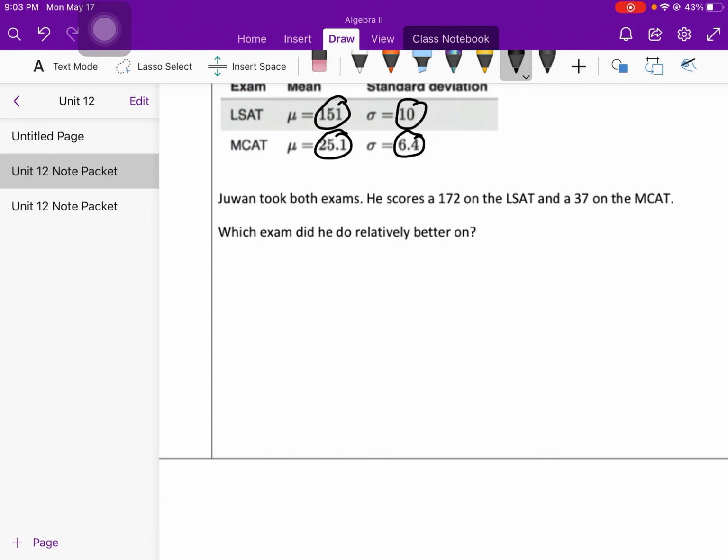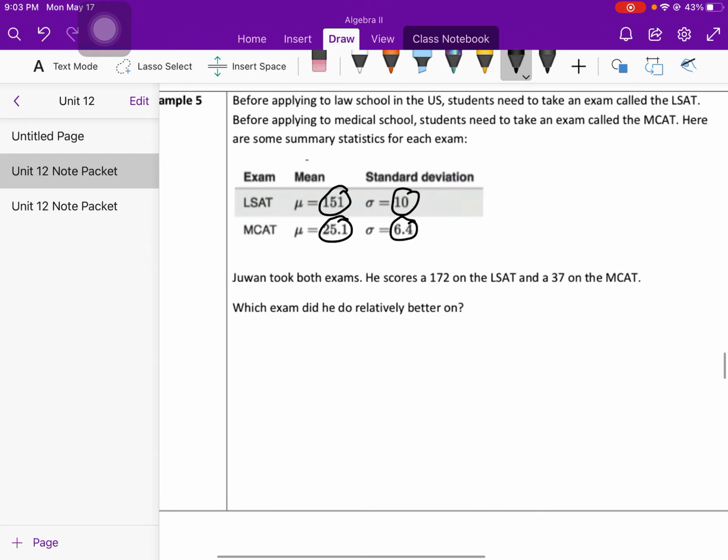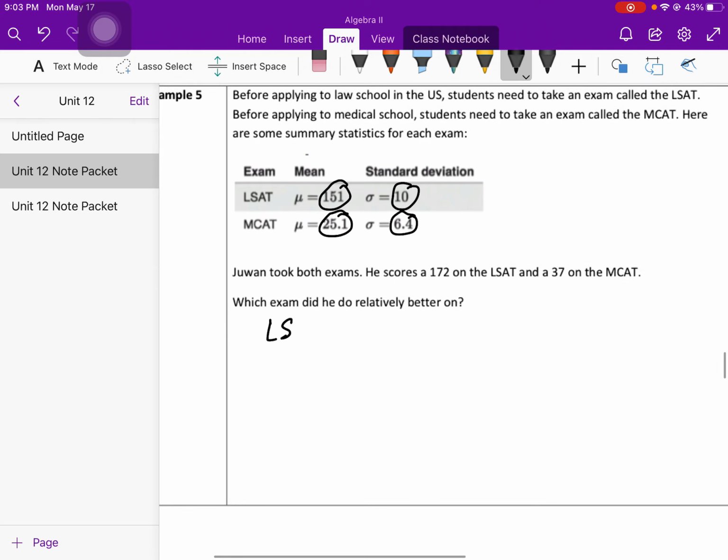Juan took both exams. He scores a 172 on the LSAT and a 37 on the MCAT. Which exam did he do relatively better on? Notice for both of these, we're above the average, so we know that we're going to have a positive standard deviation, so a positive z-score. Let's go ahead and calculate both, though, and then we can make that decision.